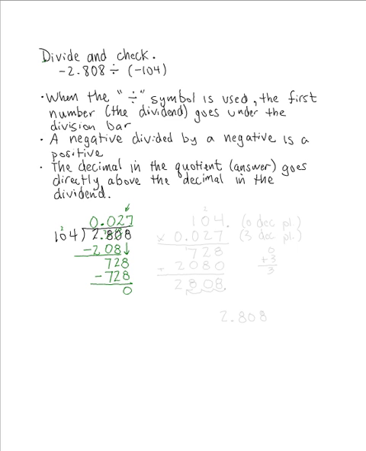But the instructions for this problem said to divide and check. So in order to do that, we want to multiply the answer of our problem, the quotient, by our divisor, which was 104. So let's check and make sure we got the right answer. If we do, when we multiply those together, we should get our dividend back. Remember, that was 2.808. So let's write. We have 104, and that's being multiplied by 0.027.